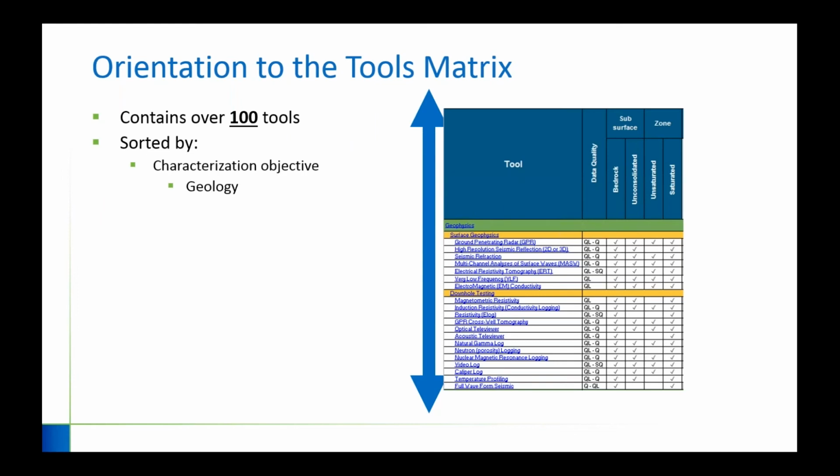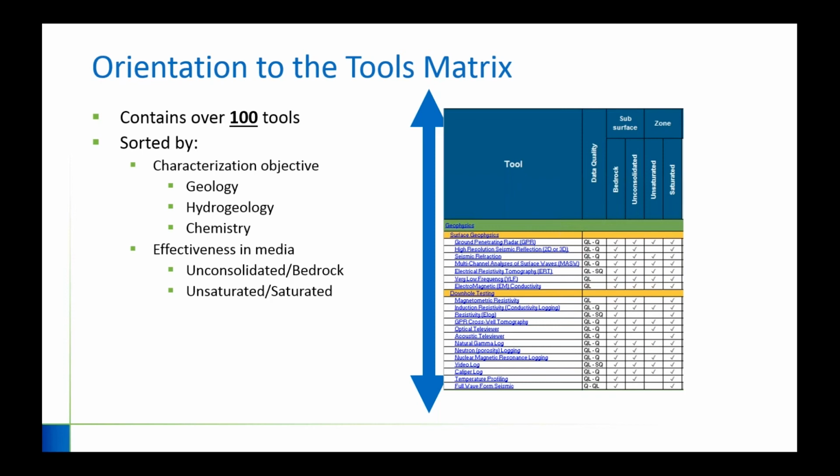Down the side, it's got individual entries for different tools. Because this thing is really pretty big and it's kind of tough to look at if you just open the whole thing, we put in some ability to sort and down select. You can do that by what we call characterization objective. So we lumped them together as to whether they provide information on geology, hydrogeology, or chemistry. You can also sort by unconsolidated media or bedrock, or saturated.